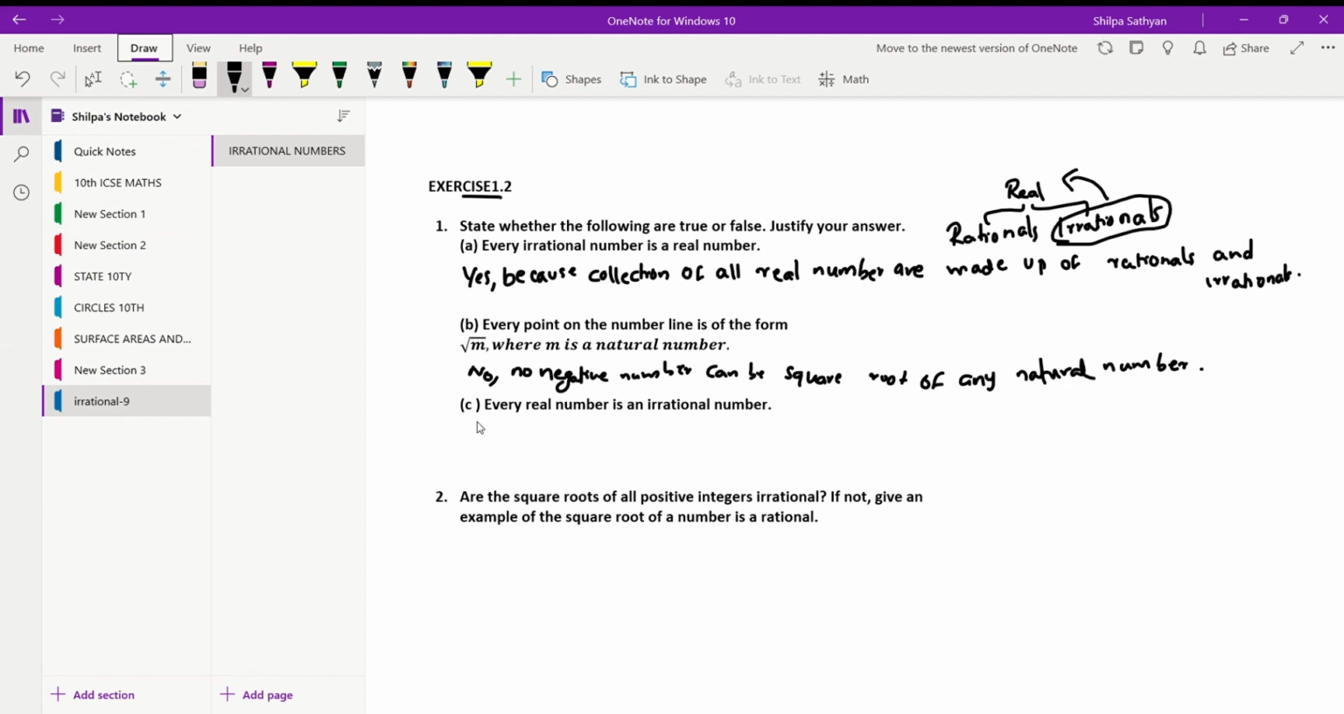Then the last one. Every real number is an irrational number. Asking the converse. Every real number is an irrational number. The converse is not true. So no. So what we can say? The answer is false. Actually we want to write true or false. So here it is true, here it is false. Okay, no problem, whatever it is. So here we can write false.